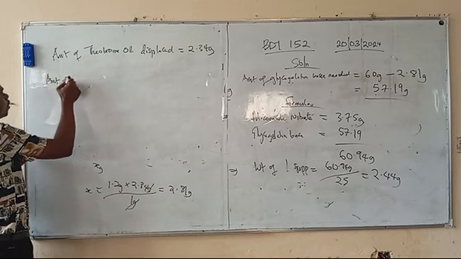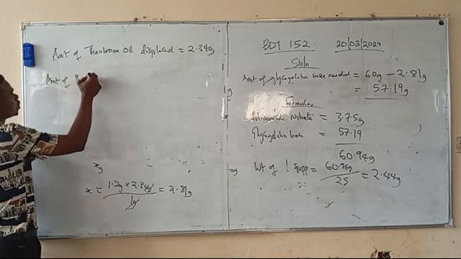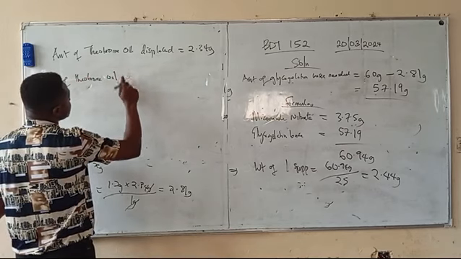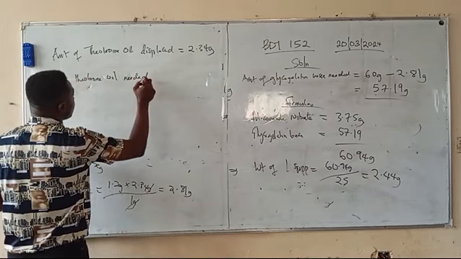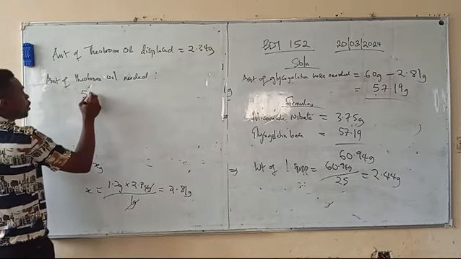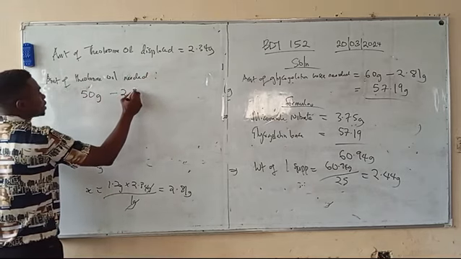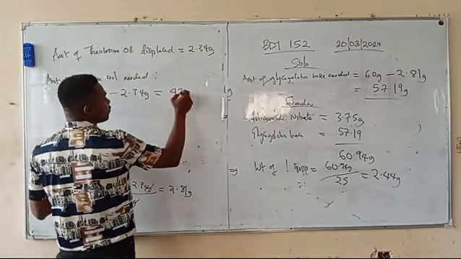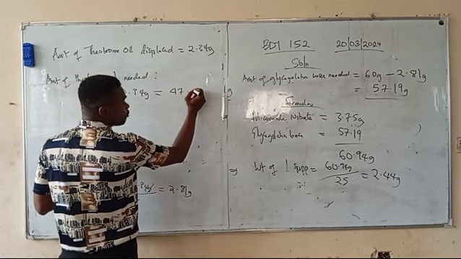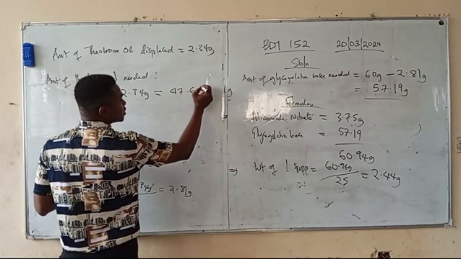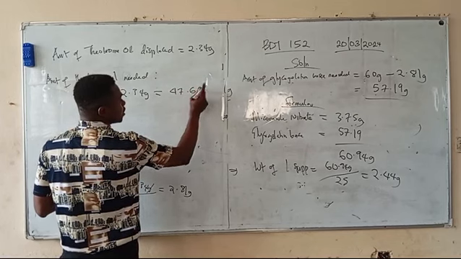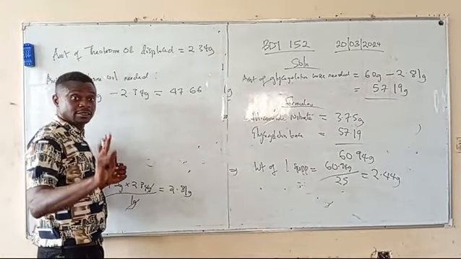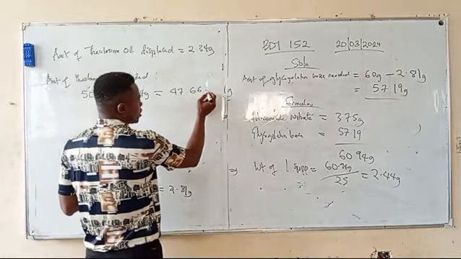So we now know the exact amount to be used. The amount of theobroma oil to be used or needed is now what? 50 gram minus 2.34 gram. What's the answer? 47 point what? 47.66, right? Stop there. Gram.